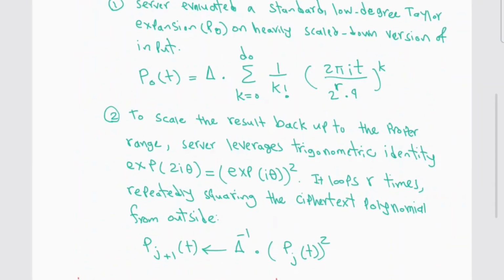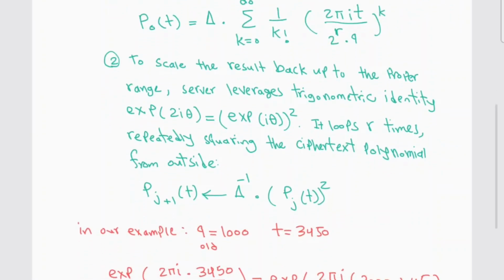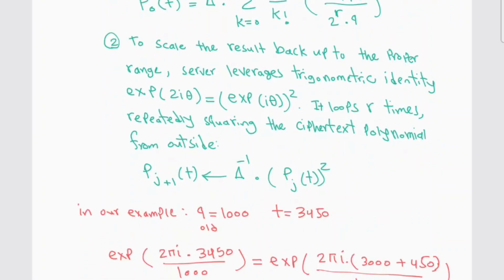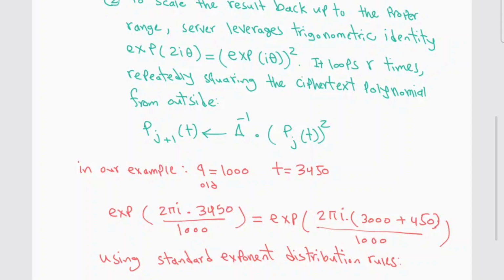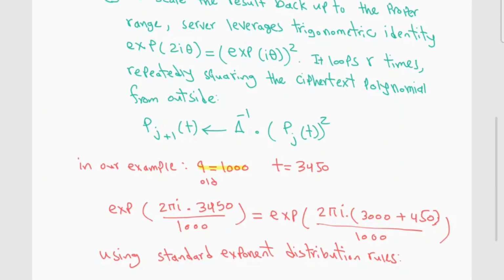And of course also have this in mind: computers cannot calculate an infinite exponential function, and we have to use a two-step pipeline that is explained here, you can read it, but don't worry about it. I'm going to show it by example, and hopefully that makes things easier. In our example, Q was equal to 1000 and T was equal to 3450.